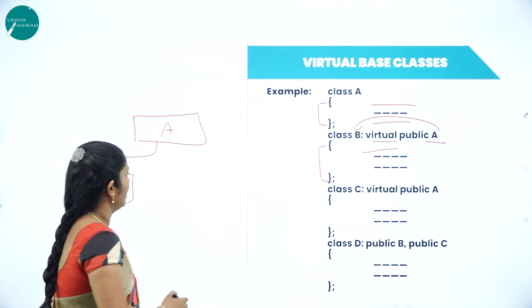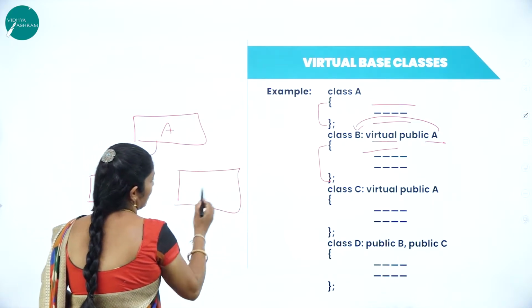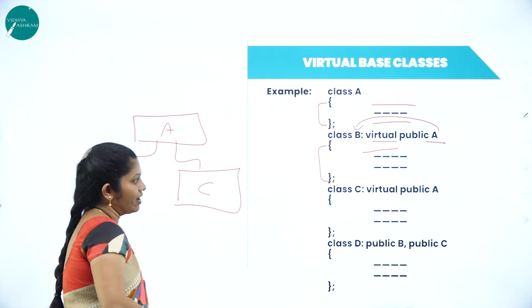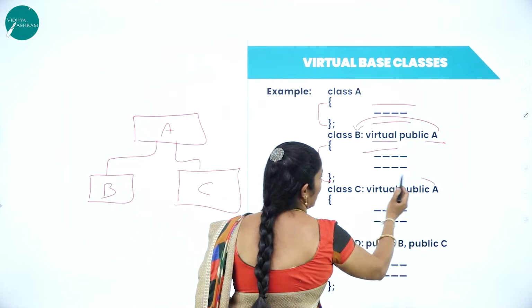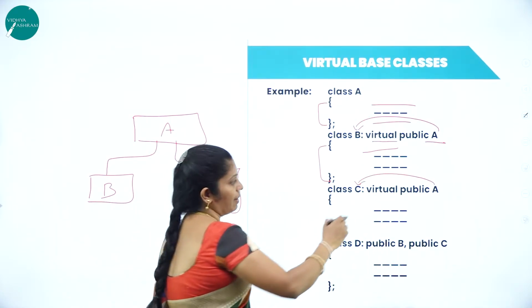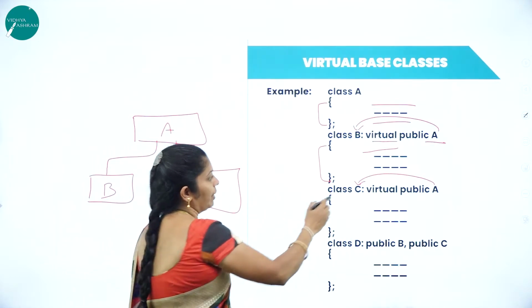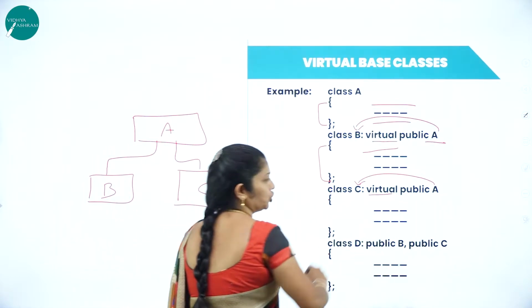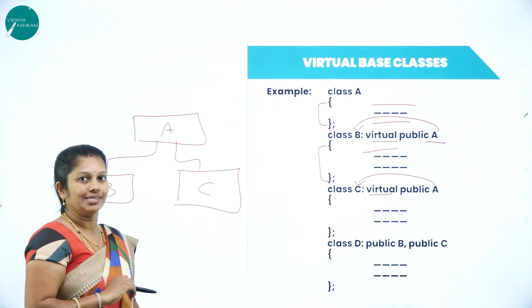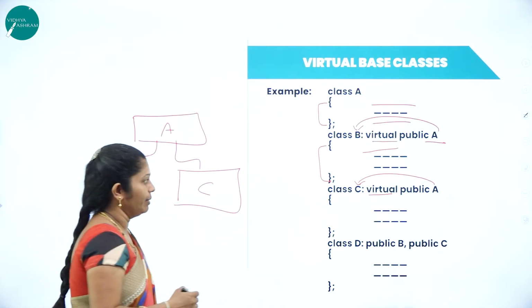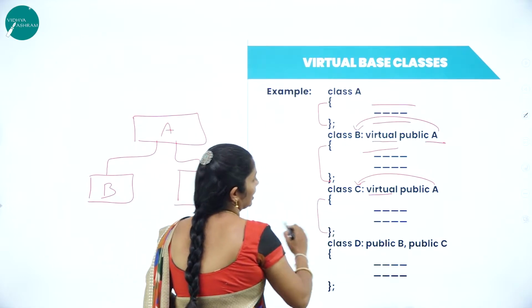Then one more class we are creating, that is derived class C. This is also derived from the base class A. By making it public, I can access the data as well as the function. By making base class A virtual, we can avoid once again the multiple copies of the same data. And here we are closing that class.